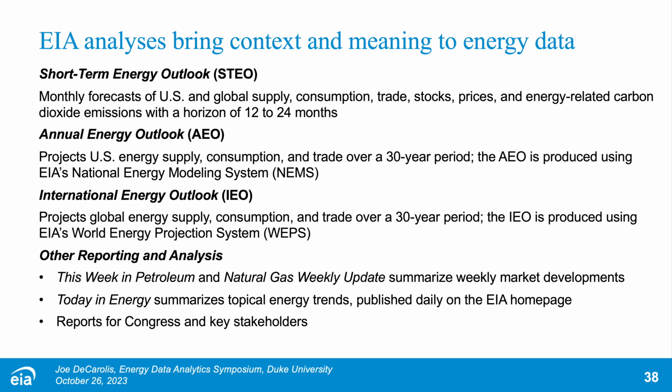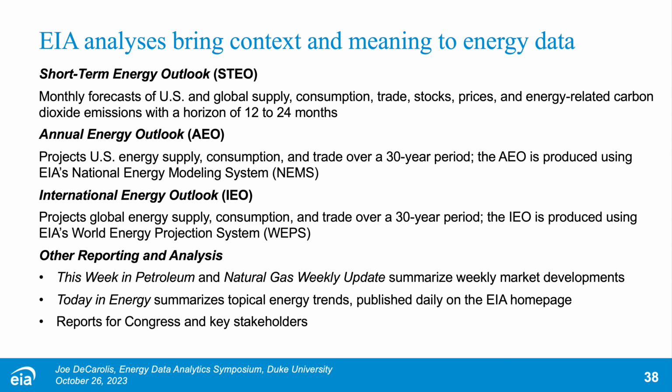Every month we produce something called the Short-Term Energy Outlook. That's actually an econometric model that we run every month. It looks at US and global supply, consumption, trade, stocks, prices, and energy-related carbon dioxide emissions. In the United States, the horizon is 12 to 24 months, and it's always through the end of the following year. So right now we're forecasting through the end of 2024.